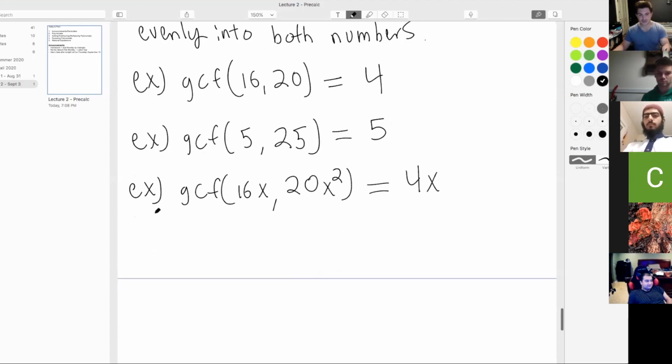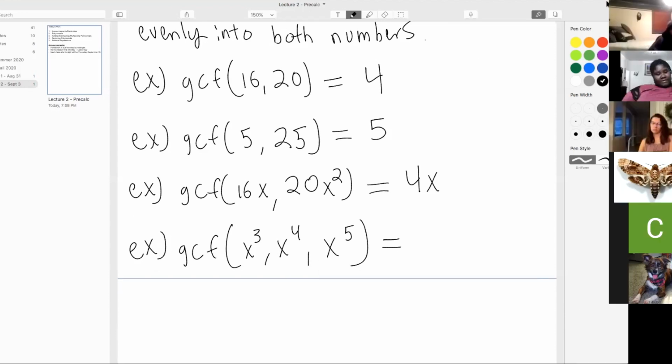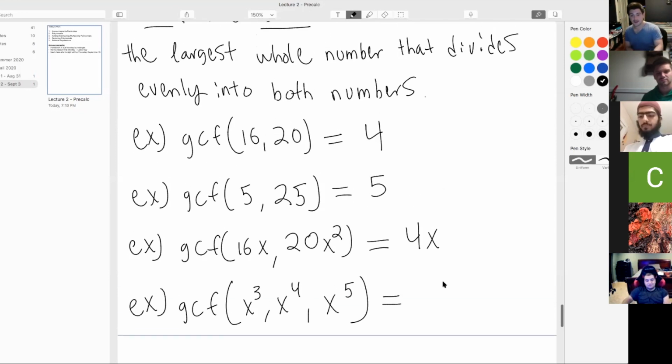All right, last example here. Okay, GCF of x cubed, x to the 4th, x to the 5th. So the GCF of 3 numbers. Does someone want to give this a shot and tell me what you think the GCF is? The x cubed. Yep, thank you. Yes, x cubed, exactly.